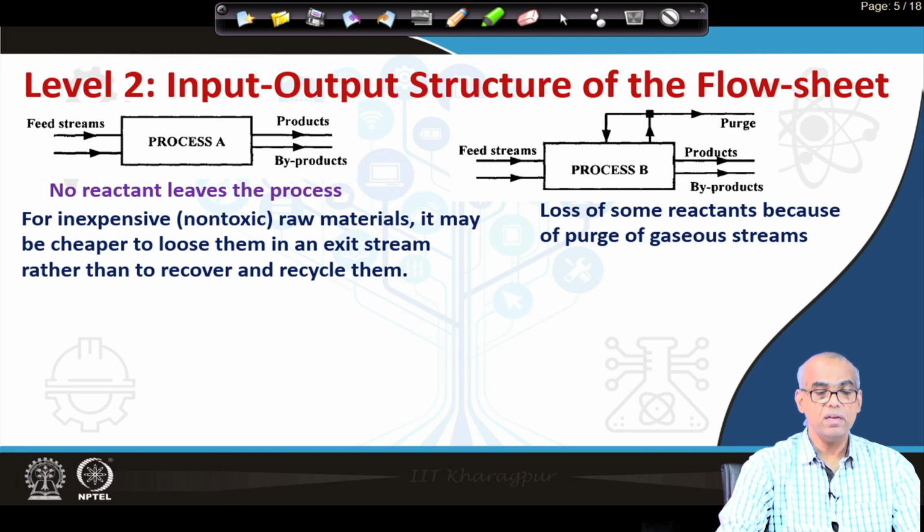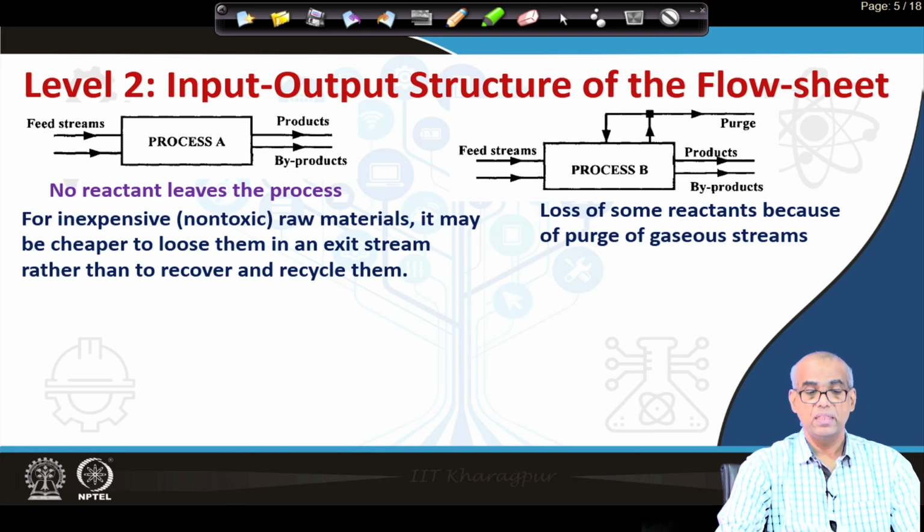But if the raw material is non-toxic and not expensive, then it may be cheaper to lose them in an exit stream rather than to recover and recycle them, because to recover and recycle these inexpensive raw materials, you have to invest money. So, for inexpensive raw materials, it may be cheaper to lose them in an exit stream.